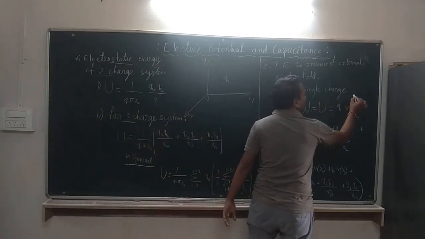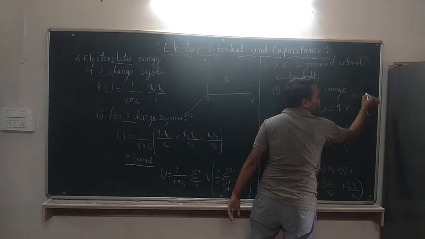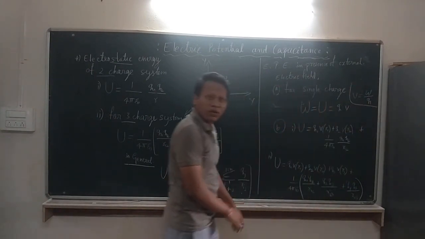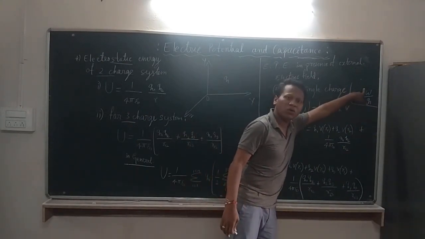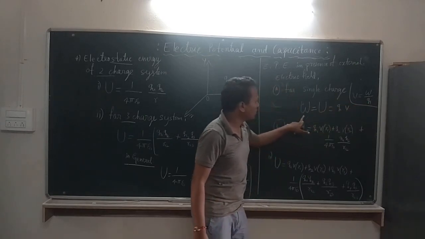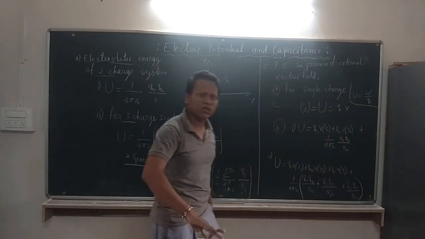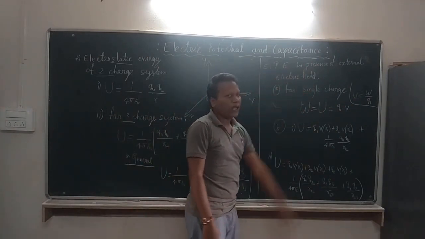So I want to recall here, potential V is equal to W divided by Q. This is the basic formula we know already. What do you mean by V? Electric potential. What do you mean by W? Work done. What do you mean by Q? Charge, right? So W is equal to U is equal to Q into V. Simply W is equal to Q into V. We have the electric potential energy in the presence of an electric field.